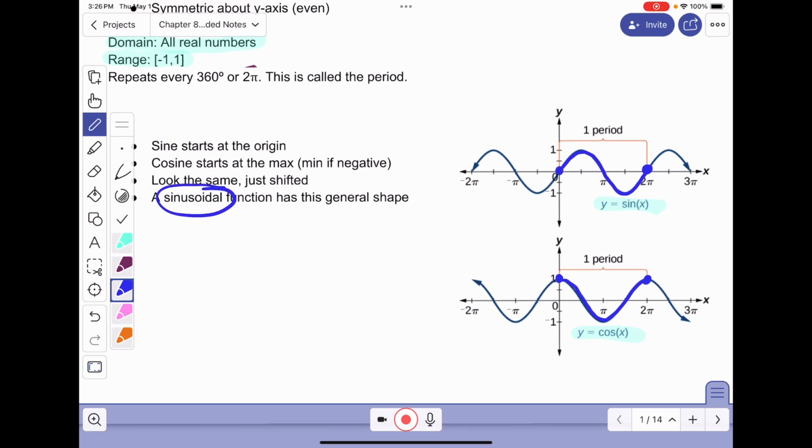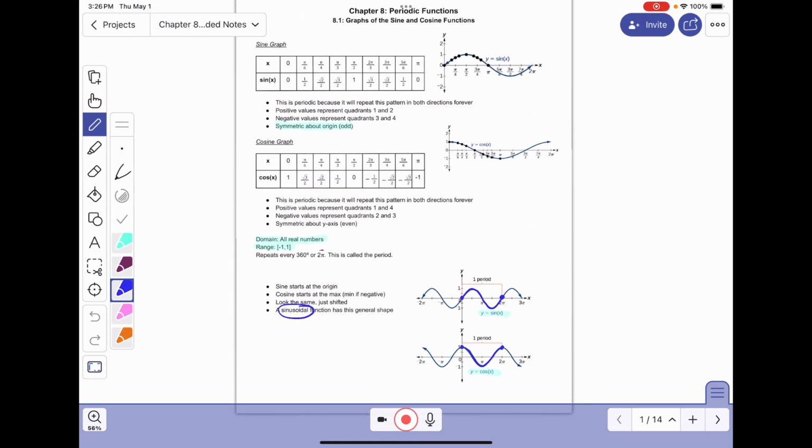Sinusoidal function all means is a function with this shape. Because they're just shifted, you can write either one as a sine or cosine. So if you see that word, it's just saying one that looks like this. All that first page really is just information.